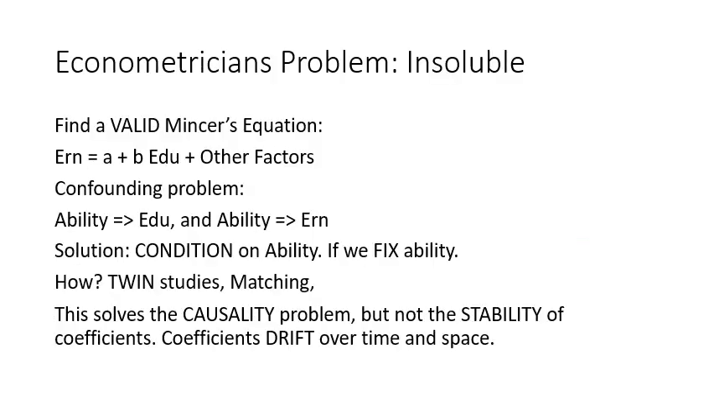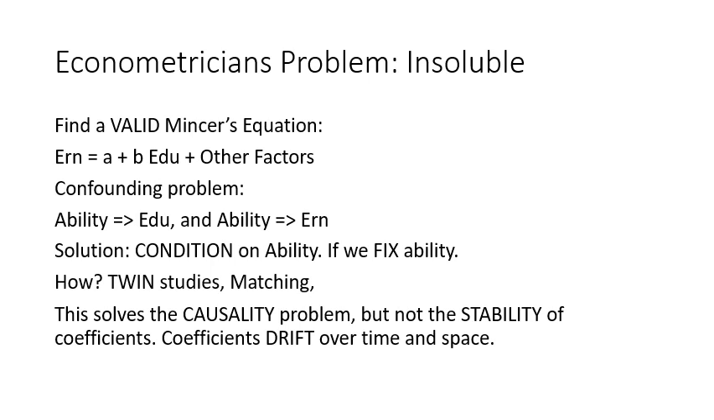Now, the problem that econometricians are trying to solve cannot be solved. Basically, for example, let's have a look at Mincer's equation. This is one of the most fundamental equations in labor market economics, and this says that earnings is a function of education and other factors. And so one of the key and favorite questions in this literature is that there is some confounding. There is a hidden variable ability which affects education and a hidden variable ability which affects earnings. So the solution to that problem is to condition on ability. If we fix ability, then conditionally on ability, we can trace the relationship between earnings and education. So one ingenious method to do that was to look at twins and study their earnings and education. And there are other methods. And these methods solve the problem of causality.